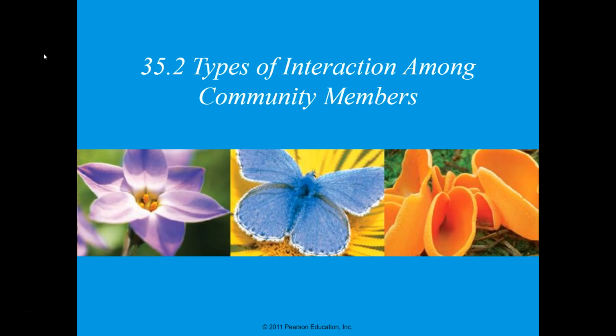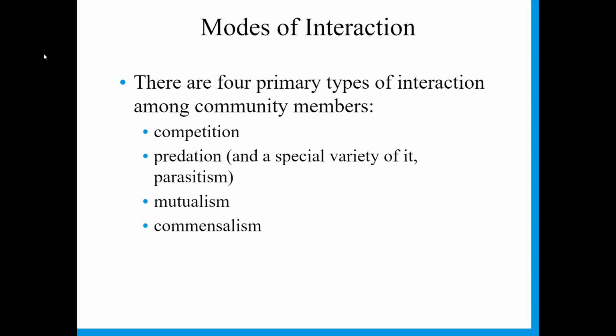So in this next section, I'm going to set you up for these interactions, and we're going to go through the first type, which is competition as well. So there are four types of interactions among community members. You have competition, you have predation and parasitism, and you have mutualism as well as commensalism. And we're going to go through each of these and talk about them.